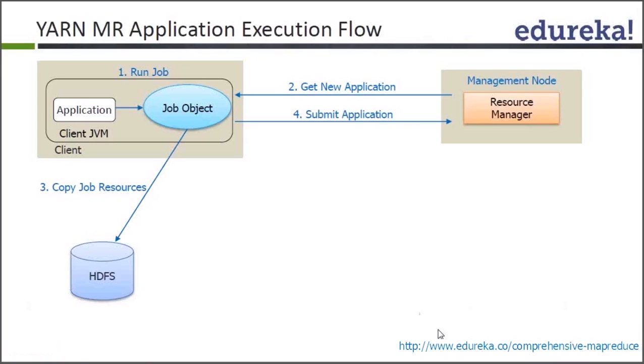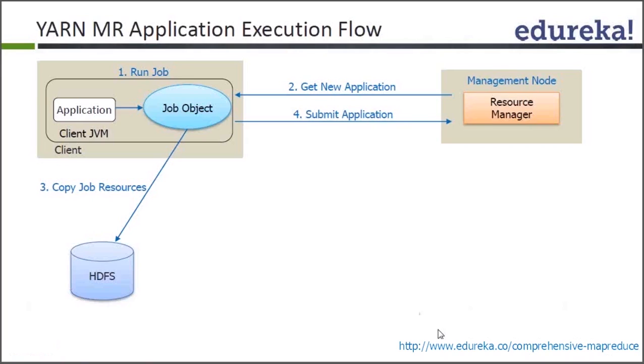When the job is submitted, it would go down to the management node or the master node, that is the resource manager, to get the new application ID. Remember, the job ID comes in. As a part of step number 3, he would copy the job resources. Remember, we said moving the code to the data. The code has to go to the data, right? So it will copy the job resources to HDFS in step number 3, and then it will submit the code to the resource manager. So these are the first 4 steps.